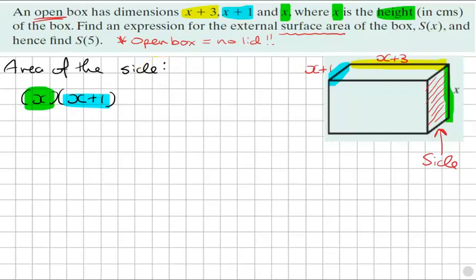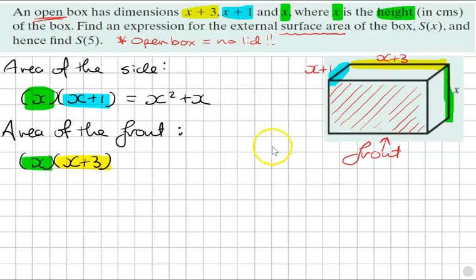So the area of the side, so just focusing on the side here. So it's going to be length times width. That's the area of a rectangle formula. Length times width, so x multiplied by x plus 1 gives us x squared plus x. Then the area of the front. So again, it's a rectangle, so length times width, or in this case, you can say height, because we're using x. So it's going to be x times x plus 3, which gives us x squared plus 3x.